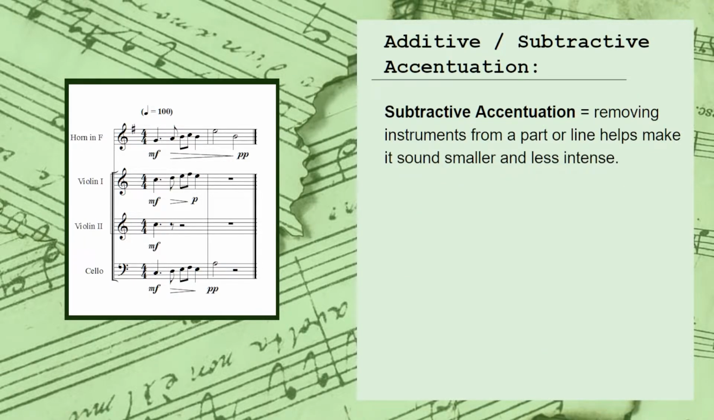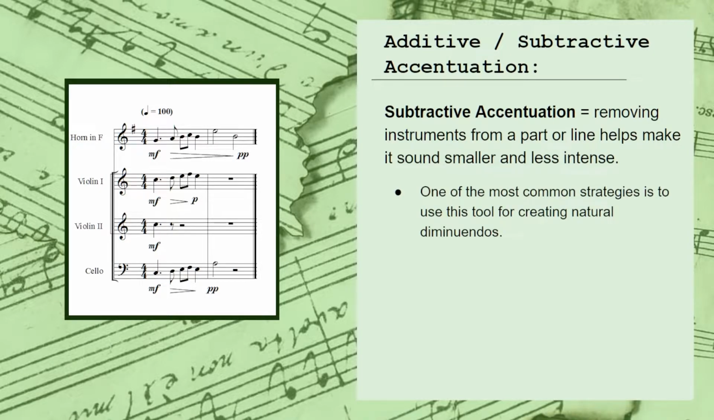Subtractive accentuation is the same basic idea, but in reverse. Removing instruments from a part or line helps make it sound smaller and less intense. One of the most common strategies for applying this tool is for creating natural diminuendos, where the instruments gradually drop out as the line gets softer.